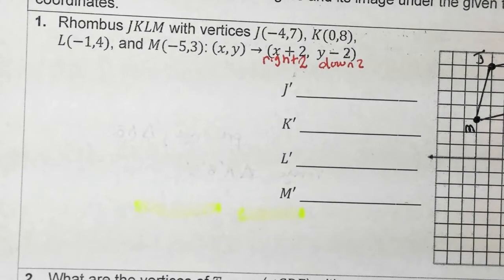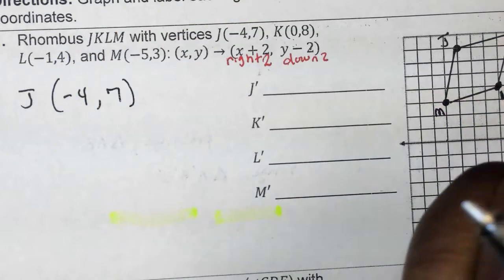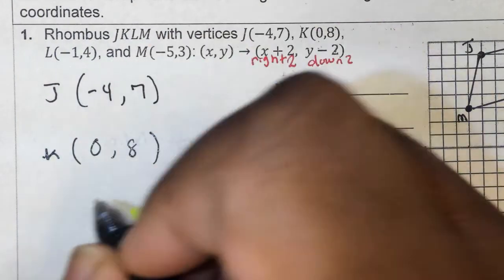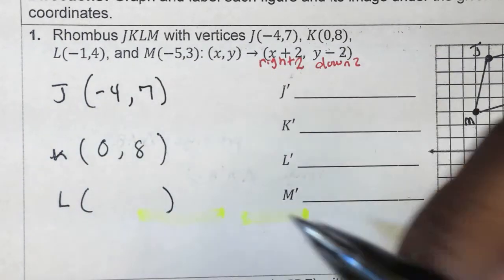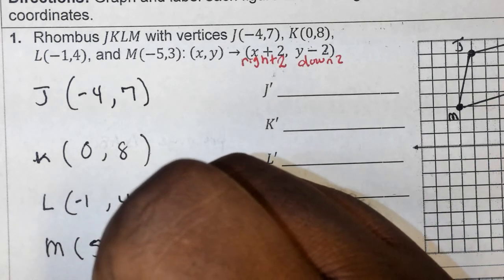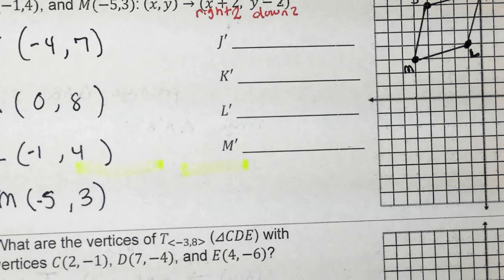Now that's if y'all want to move on the graph. I'm going to do the math out to the side again, even though these numbers are small. So J was at -4, 7. K, 0, 8. L, -1, 4. M, negative 5, comma 3. So plus 2, minus 2 for each of the points.